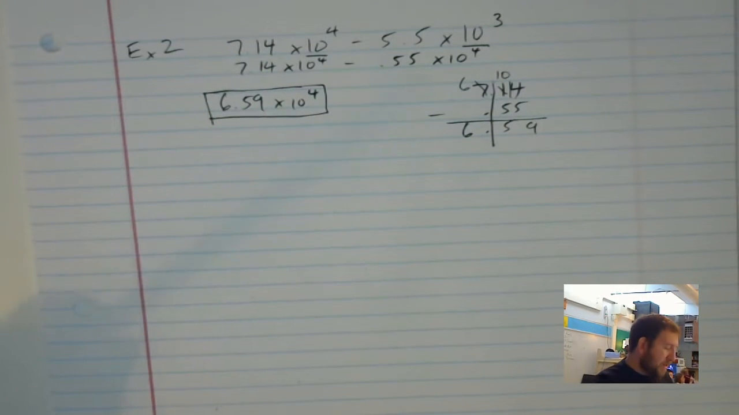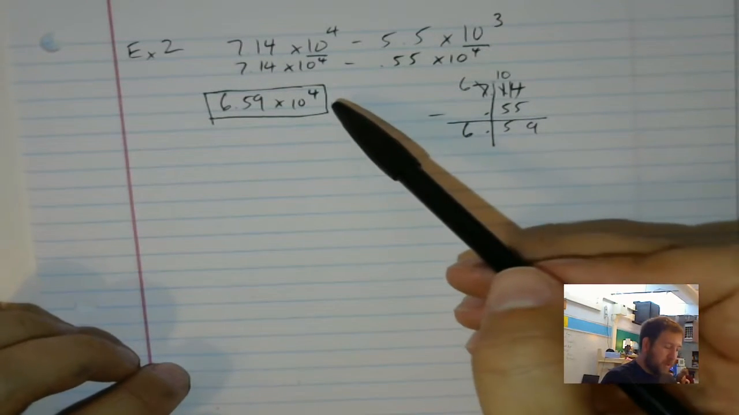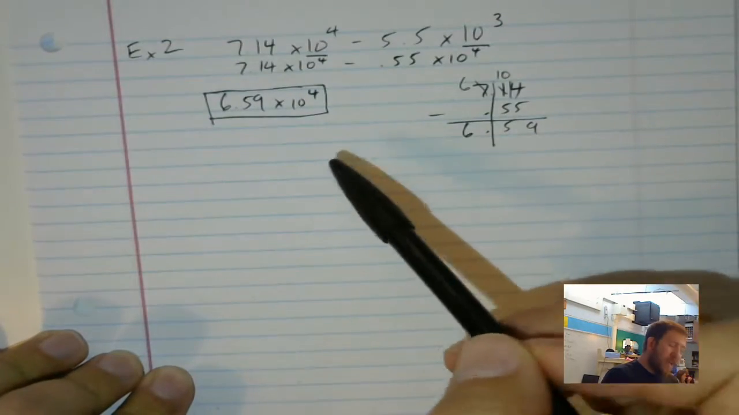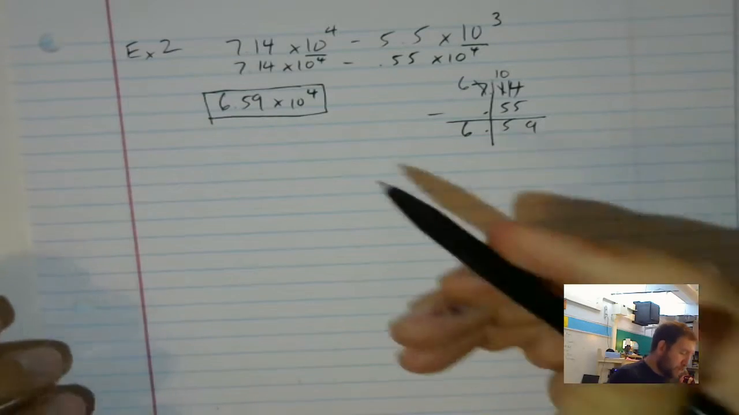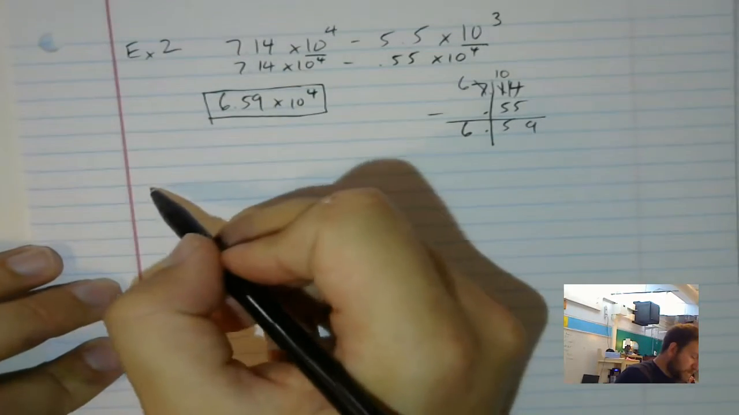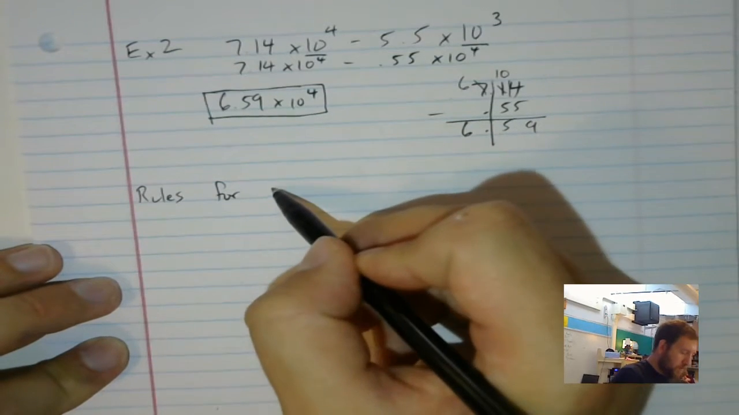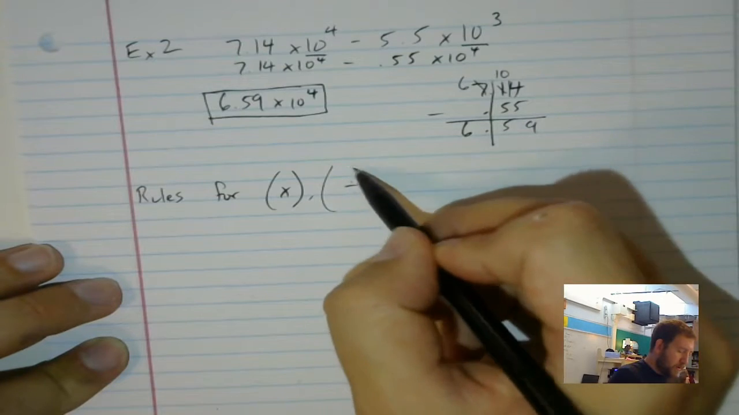Okay? Addition and subtraction are pretty easy. Well, they're easy compared to multiplication and division of these numbers. So it pretty much goes like this. I think we're good. So let's take a look at multiplication and division. Rules for multiplication and division.